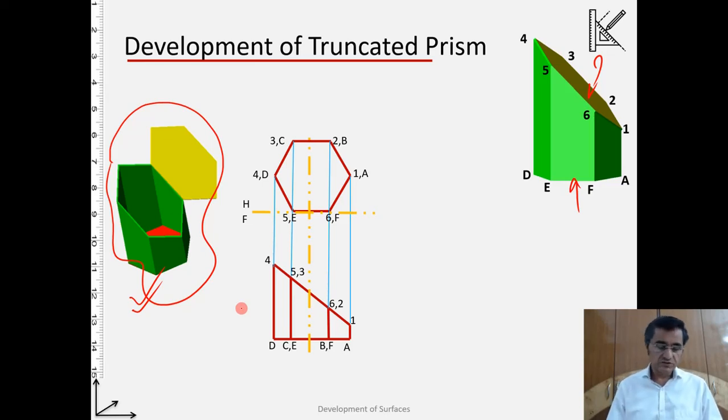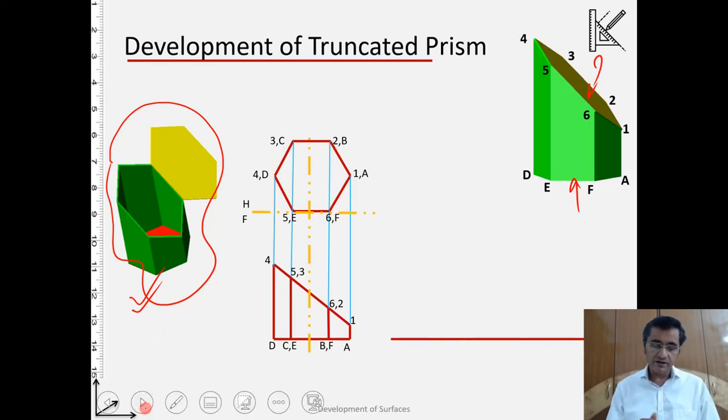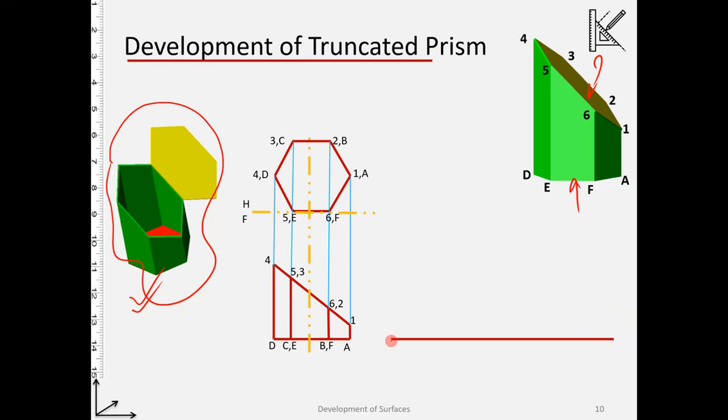Now the method is very simple. First of all, we'll start with the total stretch-out or the girth of the prism. That is equal to the sum of these sides, and we know it. So I can draw a line equal to 1, 2, 3, 4, 5, 6, 1. So it's the line over there. Then on this line, the way the surfaces are, you can visualize them.